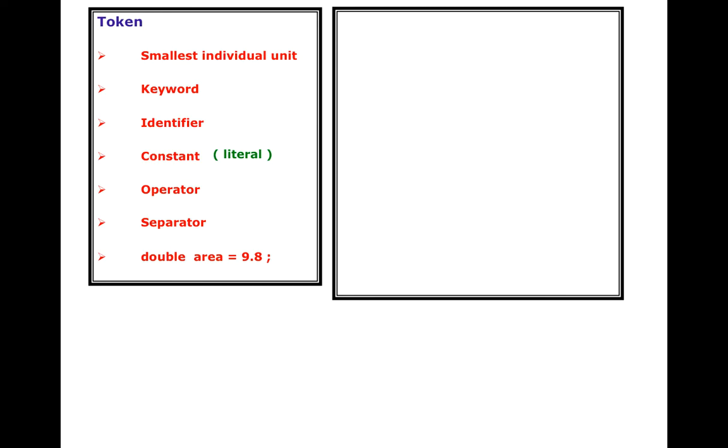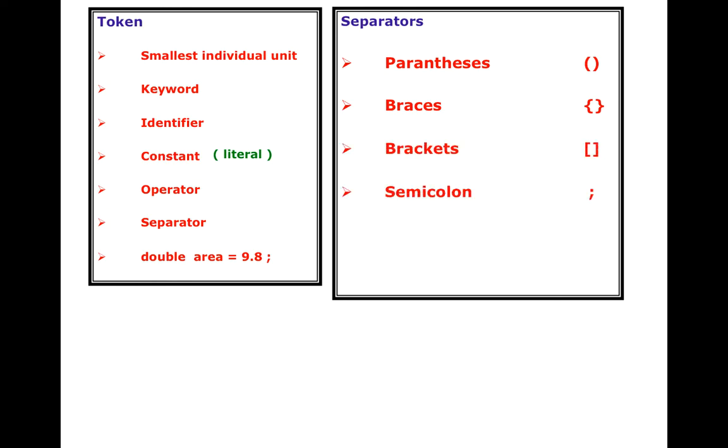Okay, now let's turn our attention to separator because this word is not used so often. So let's understand what is a separator. Very simple. A separator is either a parenthesis or braces or brackets or semicolon or comma or it is a period.